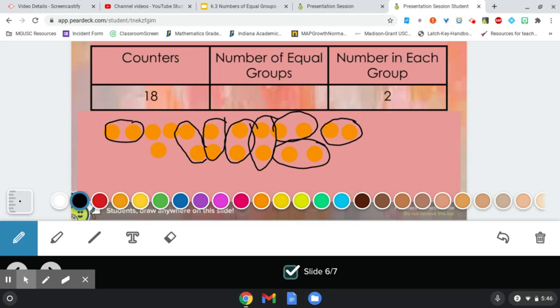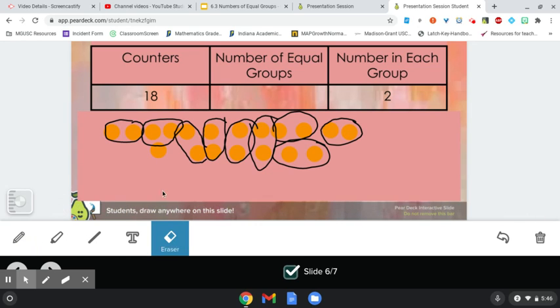Something's wrong because, as you can see here, I have 1 left over. So something has gone a little wrong. So 1, 2, 3, 4, 5, 6, 7, 8, 9, 10, 11, 12, 13, 14, 15, 16, 17, 18. Oops! See, this is why we double check our work. Miss Elliott was not supposed to draw that orange dot.